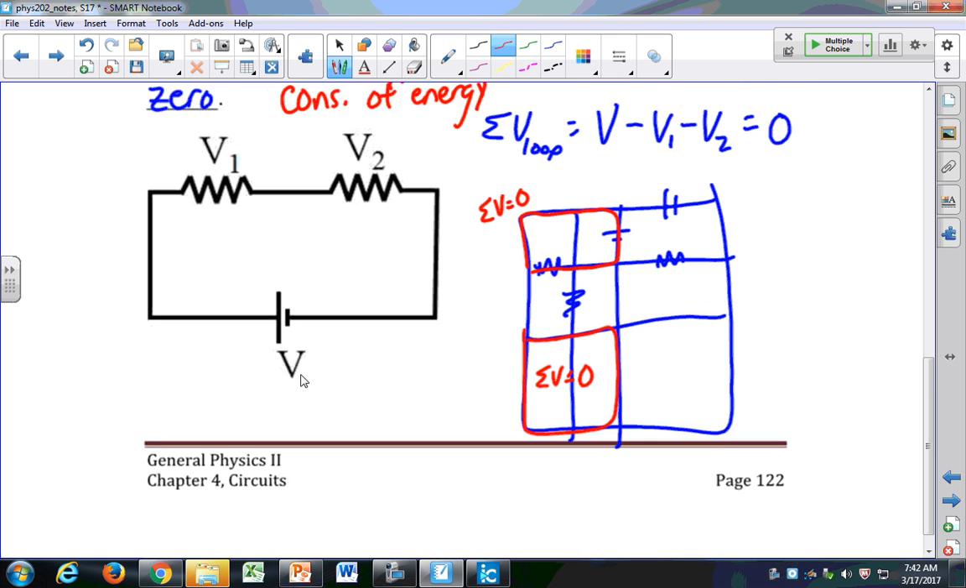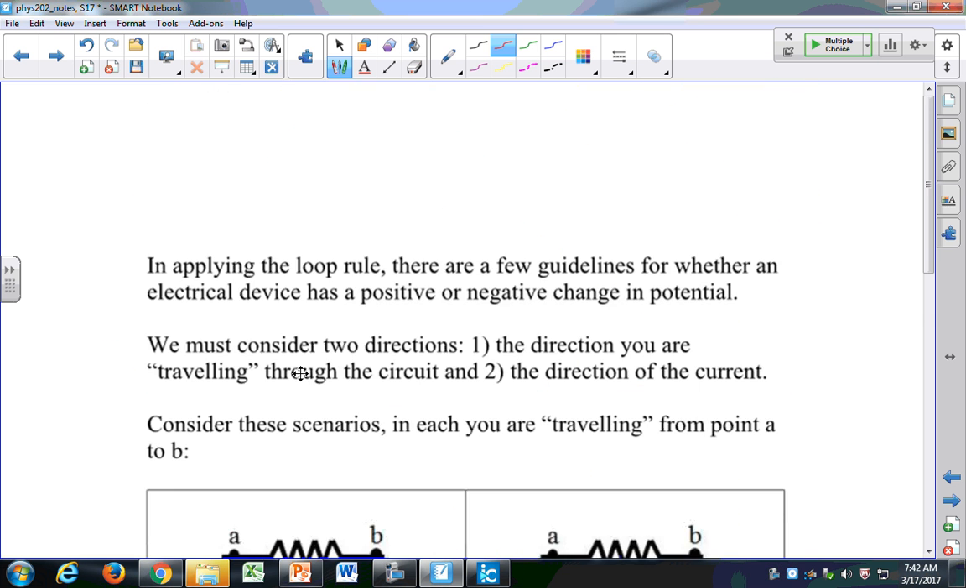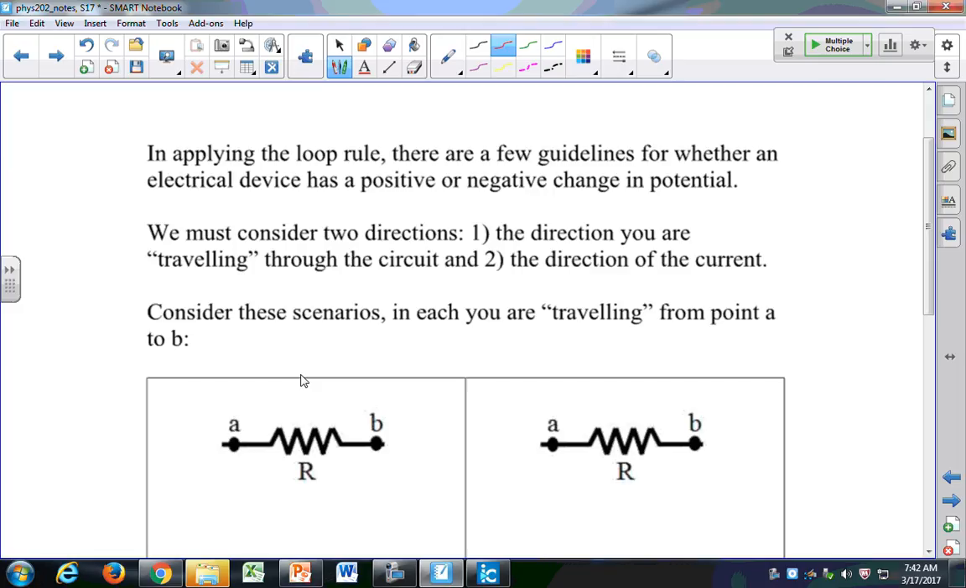We'll have a couple of guidelines for the junction rule, and so let's go over those. These will seem like rules, but they're not really rules. They're just sort of guidelines. No, they're rules that you have to follow.